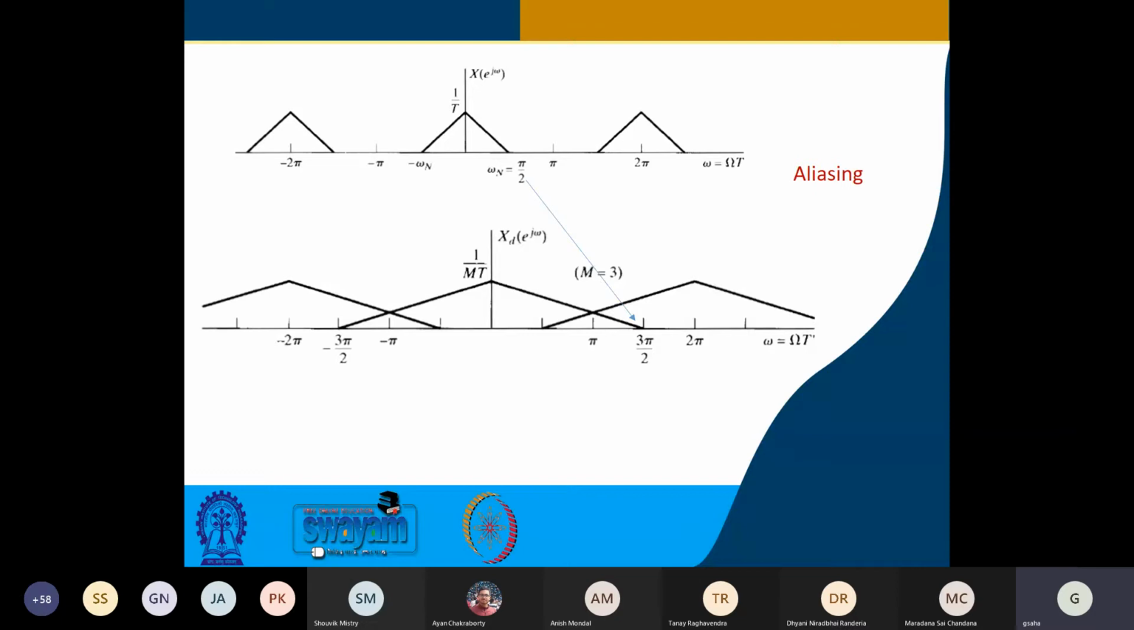So this is what your friend just now told, that in this case, if it is M is equal to 3, there will be aliasing, and you can see that it is getting extended to 3 pi by 2 and so on, of course.